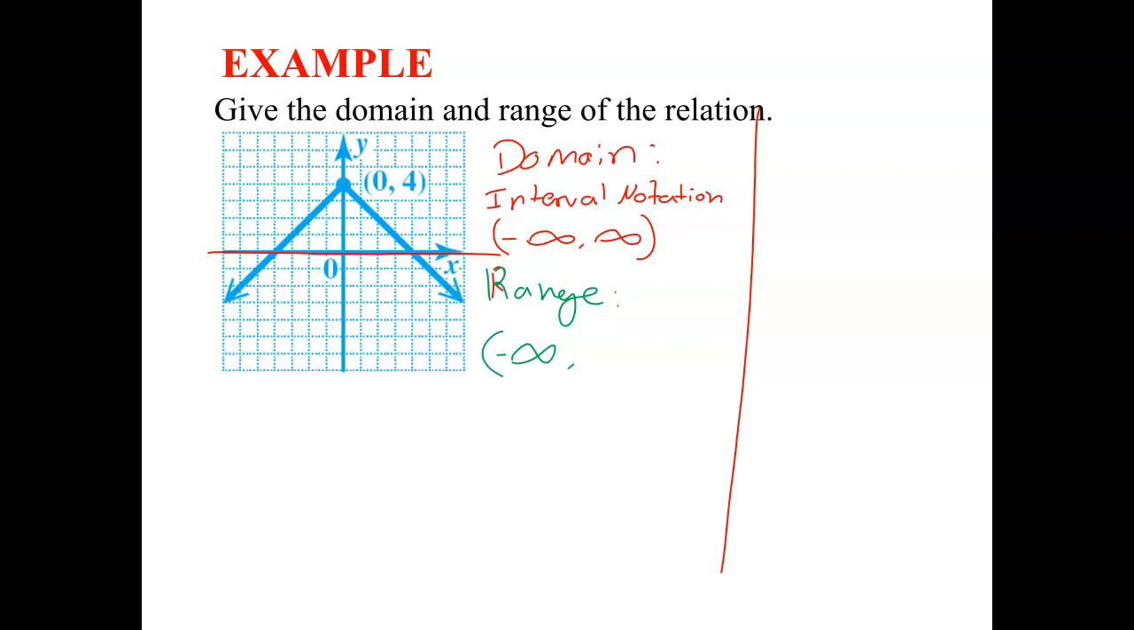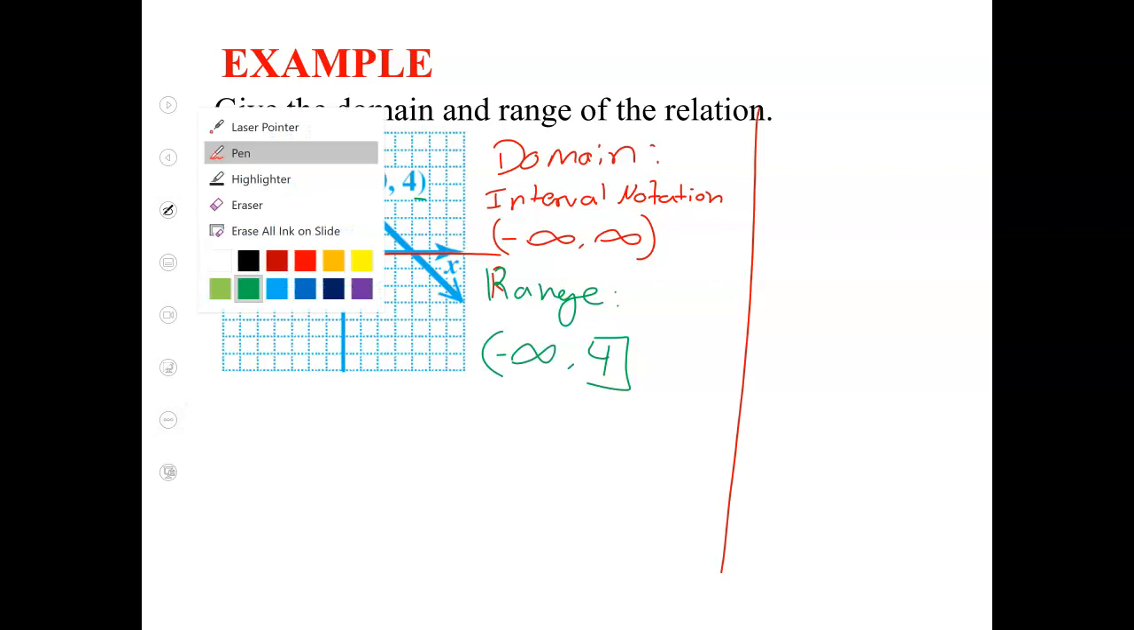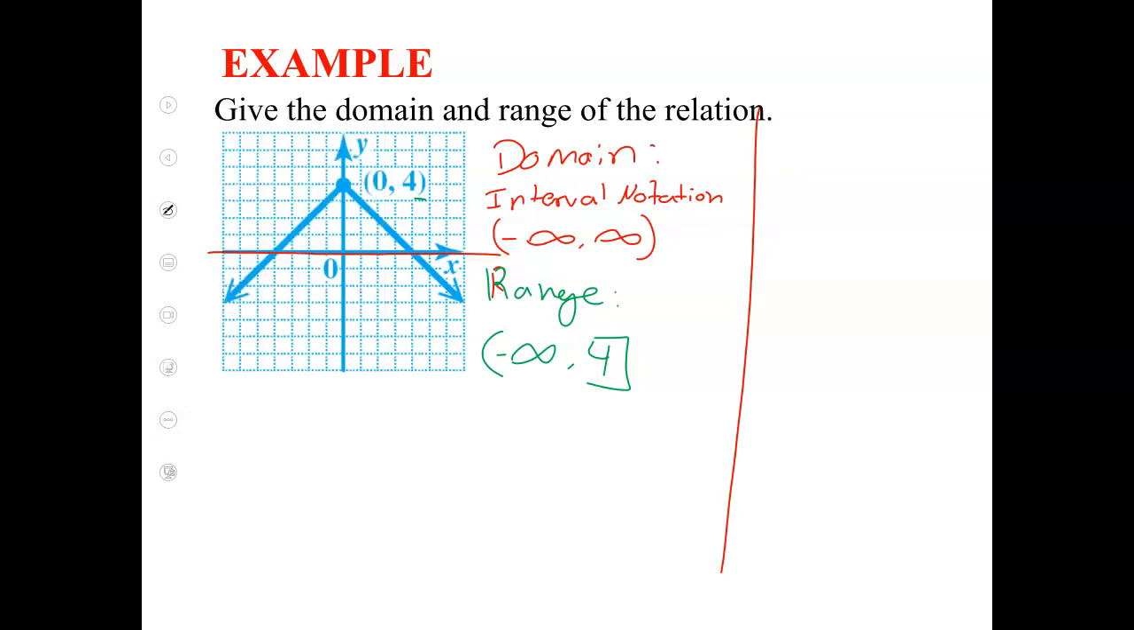Okay? But does my graph go up forever? No. Where does it stop? 4. Okay? Bracket. Man, you guys are smart. Okay? That 4 is included. Interval notation. Now, the other way we have it is as an inequality.